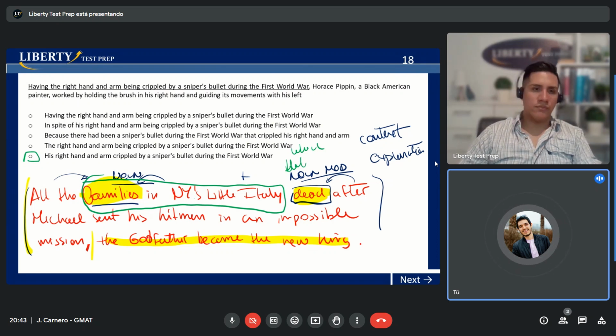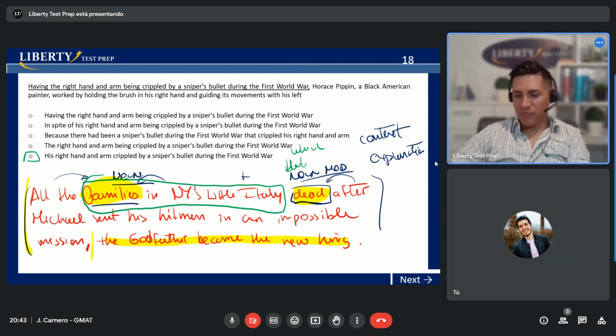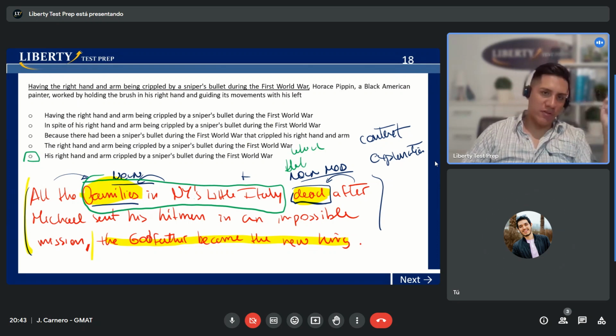With the right hand and are being crippled by a sniper bullet during the First World War, or speaking as a black American. It could be letter D, with the right hand and are being crippled, but that "being" sounds very ugly. Yes, you're right. That "being" makes it sound ugly. So between B, D, and E, E is better because E has fewer words.